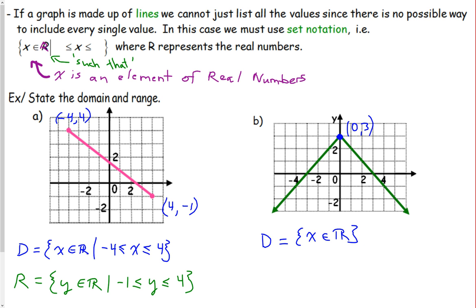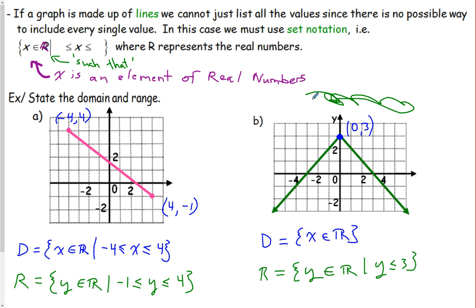For my y values, it's kind of similar. My y values, my range, I'll say y is an element of real numbers, meaning it could be anything, but there's a restriction, such that y is less than or equal to 3. Because it can't be bigger than 3. Otherwise, it would be somewhere up here, which is not on our graph. Our graph doesn't go there. Our function doesn't go there.